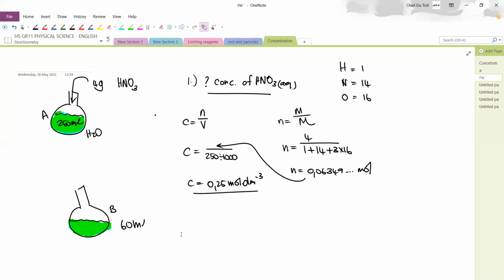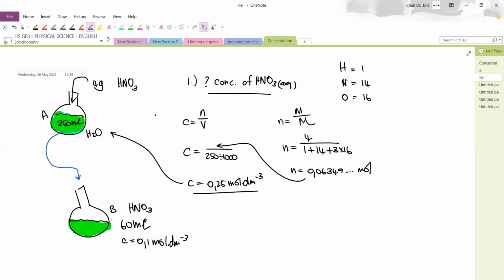I have 60 milliliters of nitric acid, HNO3, and it's got a concentration of 0.1 mole per cubic decimeter. So this is B. It's another flask, also with nitric acid in it, but it's much less volume, only 60 milliliters, and it's got a lower concentration. So flask B has 60 milliliters of nitric acid in it, with a concentration of 0.1 moles per cubic decimeter.